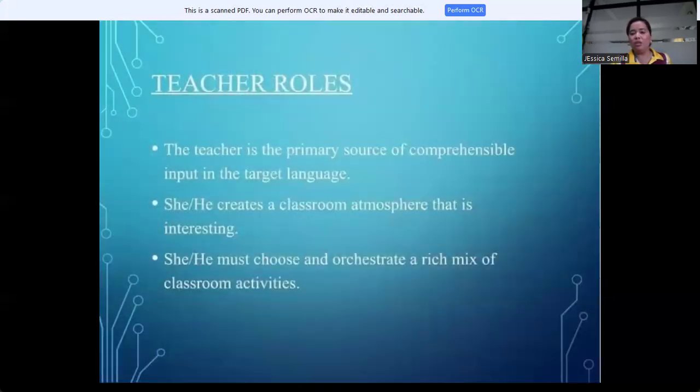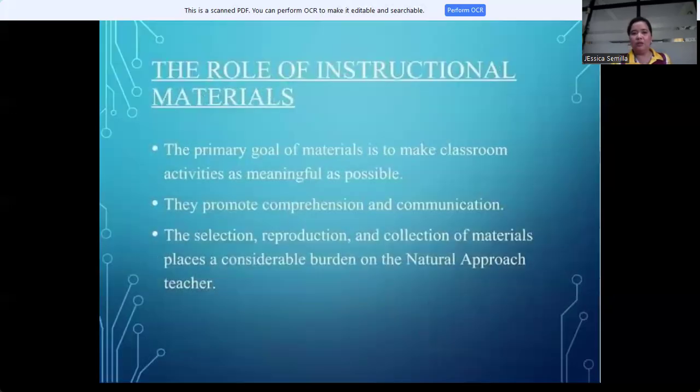The teacher's role here is the primary source of the comprehensible input of the target language. He creates a classroom atmosphere that is interesting, and he orchestrates a rich mix of classroom activity. The primary goal of the natural approach is to make classroom activities as meaningful as possible. They promote comprehension and communication, because without preparation and understanding of the students, it would be hard for them to level up. So monitoring within the natural approach is very important. Selection, reproduction, and collection of materials are a considerable burden on the natural approach teacher because they are into monitoring.